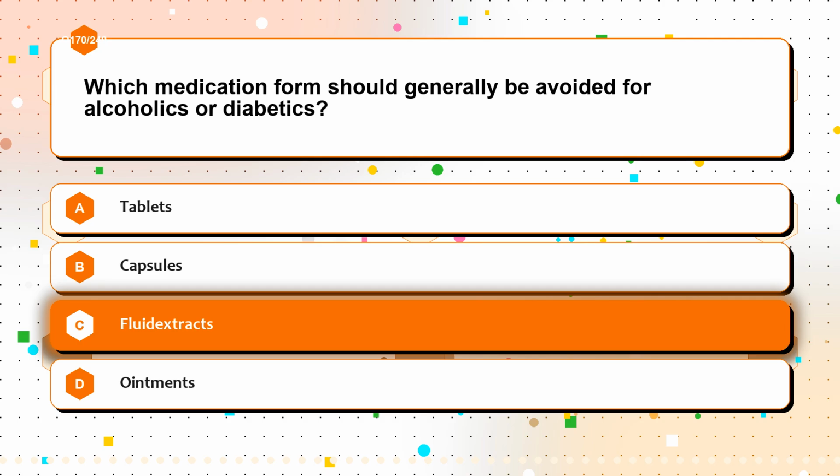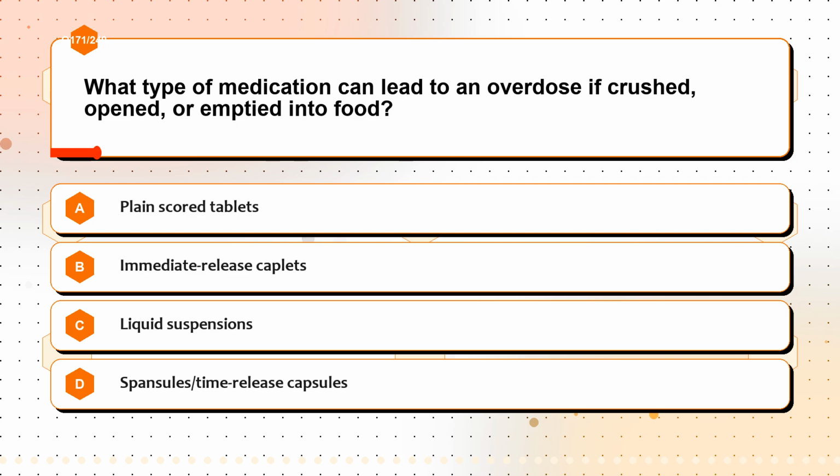The correct answer is option C, fluid extracts. Question 171. What type of medication can lead to an overdose if crushed, opened, or emptied into food? Here are the options. Option A, plain scored tablets. Option B, immediate release caplets. Option C, liquid suspensions. Option D, spansels/time release capsules.